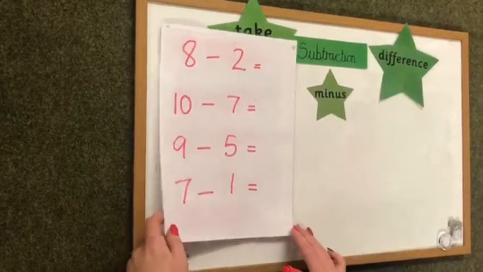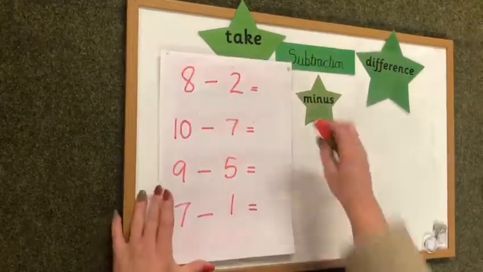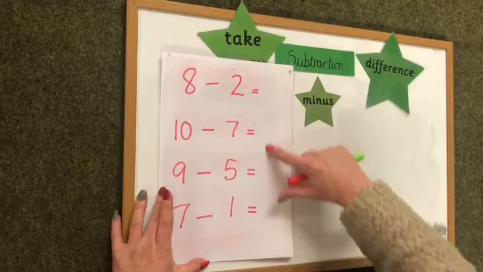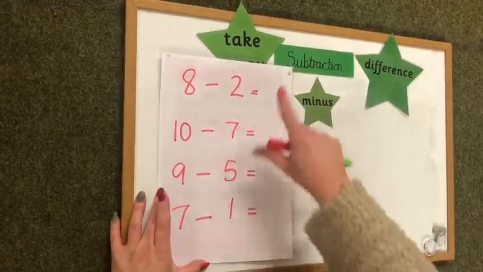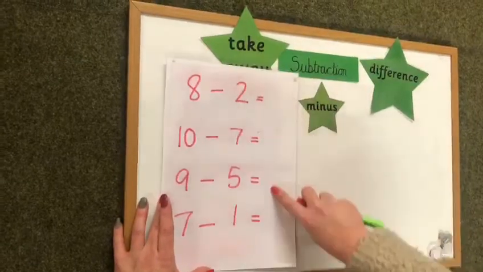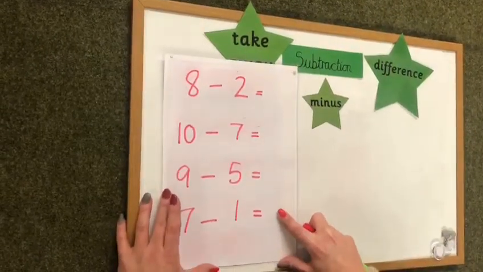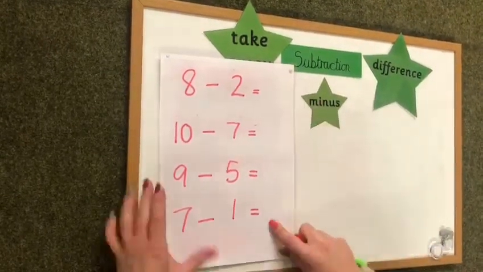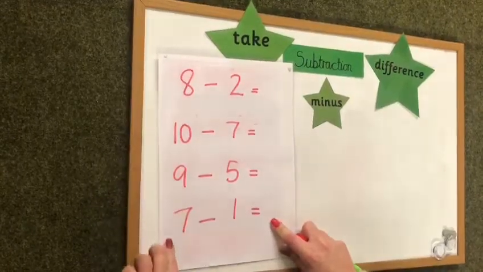As you've noticed, all the numbers so far have been getting smaller. When we add, the numbers get bigger, but when we subtract, the numbers are getting smaller. So if all your numbers here are smaller than your numbers here, it might be that you're right.